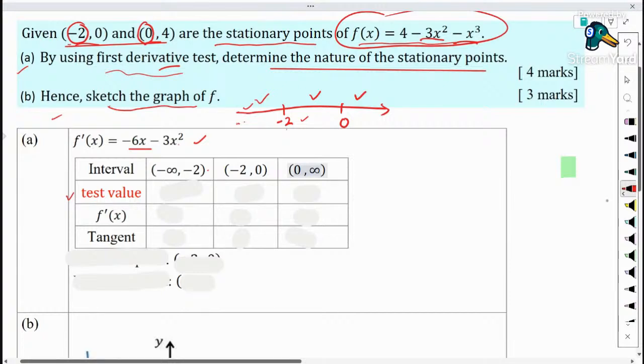Then next, for the test value, choose one value from each of these intervals. Choose some simple values, which if possible we can work with without a calculator, to get the answer for f prime and know whether it's plus or minus. Let's say I choose negative 3, negative 1, 1. When I substitute negative 3 into the first derivative, I find out that the result is negative. So the tangent from left to right is decreasing.